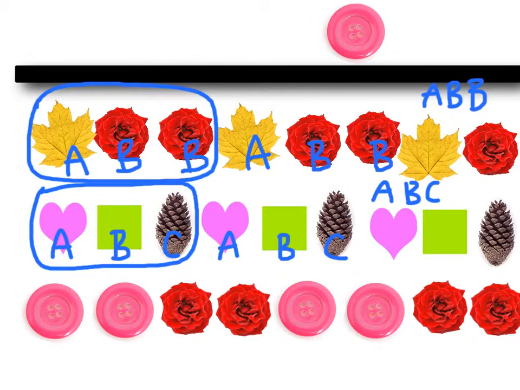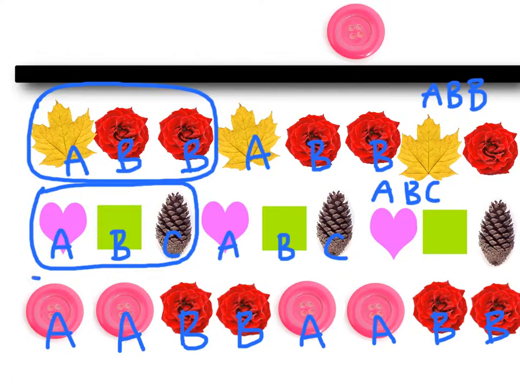So we have a button, button, rose, rose, button, button, rose, rose. So when I have a button, I'm going to label it as an A. There's another button, it's an A. The rose will be a B. There's another rose, so that's a B. Button is A again, B for the rose, B for the rose.